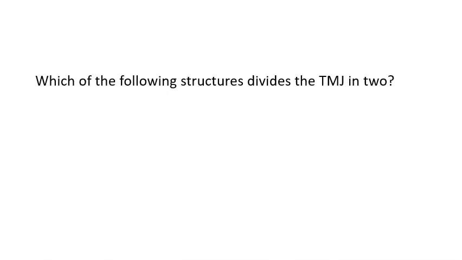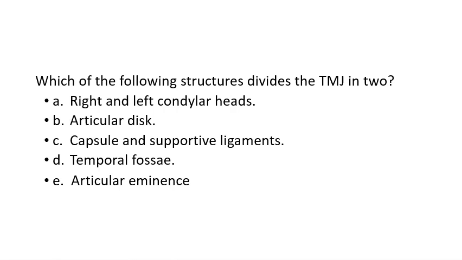Okay, so now the second question is: which of the following structures divides the temporomandibular joint into two? So we have the right and the left condylar heads, the articular disc, the capsule and the supportive ligaments, the temporal fossae, and the articular eminence. We'll look at all of these structures one by one, and then we'll decide what the answer to this question is.